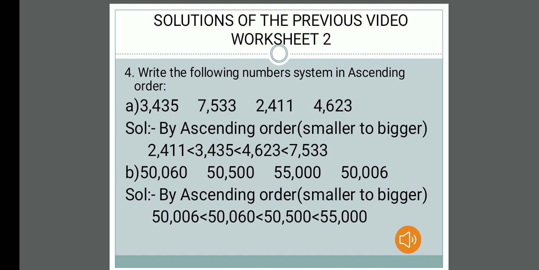The next question: 50,060, 50,500, 55,000 and 50,006. Here I have taken a 5-digit number system. Here also you have to arrange from smaller to bigger, in ascending order. So the first comes 50,006, then comes 50,060, then comes 50,500, and at last the bigger number is 55,000. Here also I have inserted less than symbols when comparing from left to right.